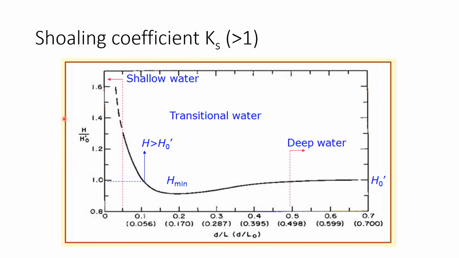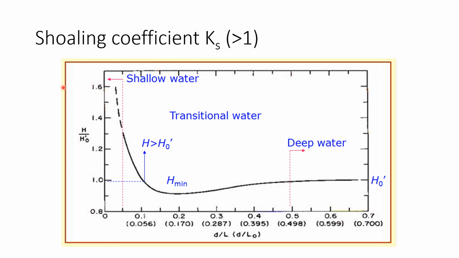When it becomes more than 1 over here, it means that the same wave that started right here now has a much larger wave height. If it reaches closer to the shoreline, it can be 20% higher than its original wave height in deep water. If it goes closer into the shallow water region, it can be 1.4, or 40% higher, 50% higher, or even 60% higher than its original wave height here.